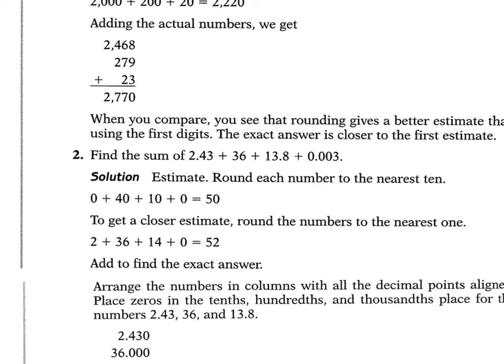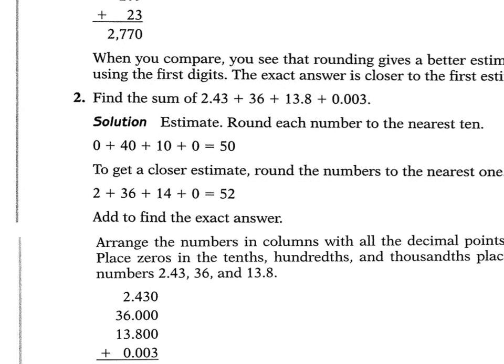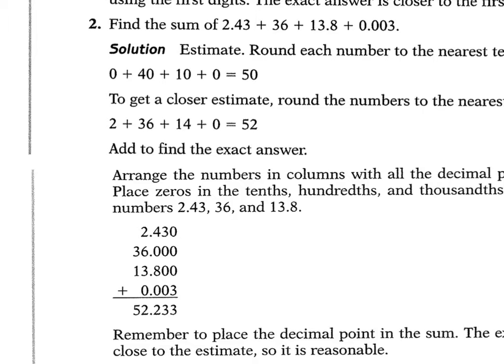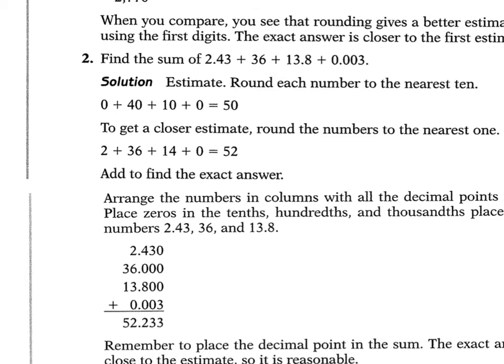For 2, it says to find the sum of 2.43 plus 36 plus 13.8 plus 0.003. So I'm going to add these all up by putting them in place value order. Anything I don't have a place value for, I'm going to put a 0 in for. So if I write down my first number, I have 2.43. Then I have 36. The 6 is in the ones, the 3 is in the tens. So I don't have anything in the tenths and hundredths for that number, so I'm going to put zeros down there.